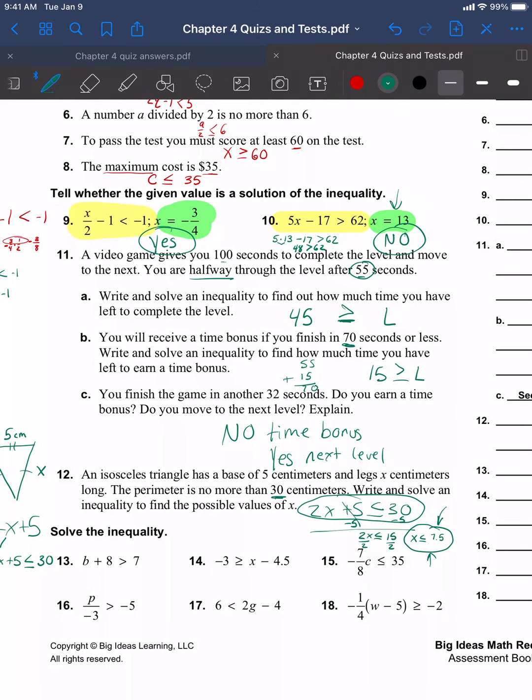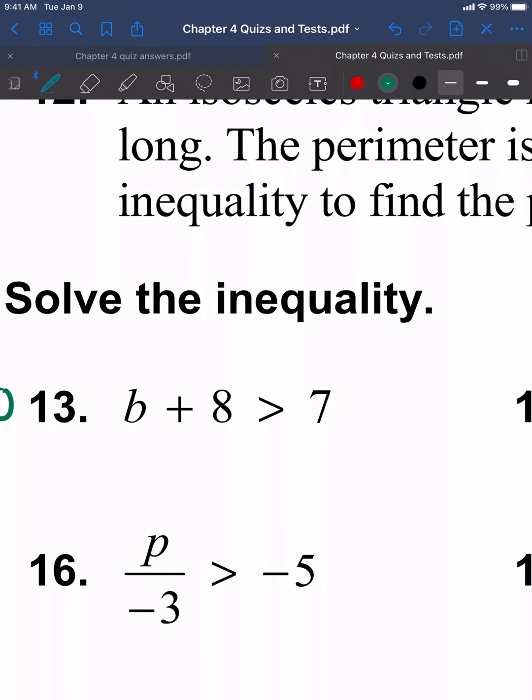Okay, numbers 13 through 18 say solve the inequality. Do you need to graph it? No. Just solve it. Get the variable all by itself. Okay? Everybody write down 13 and try 13 on your own first. Jude, Wyatt, try 13. Got it? Tyrus, what's my first step for 13? What would you do to get the variable by itself?